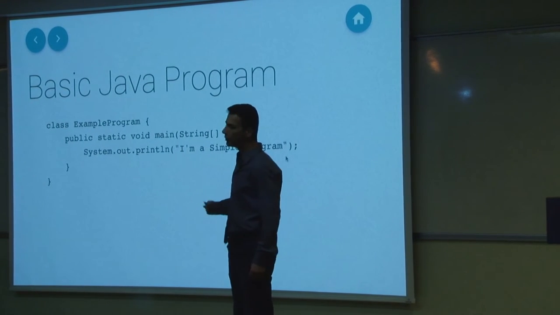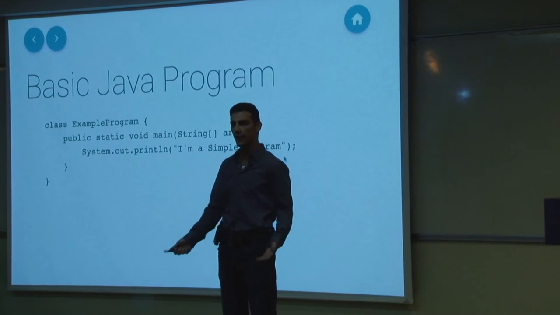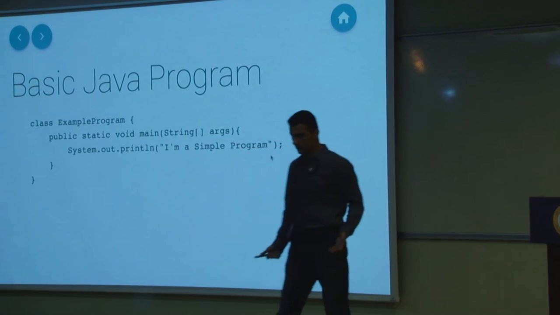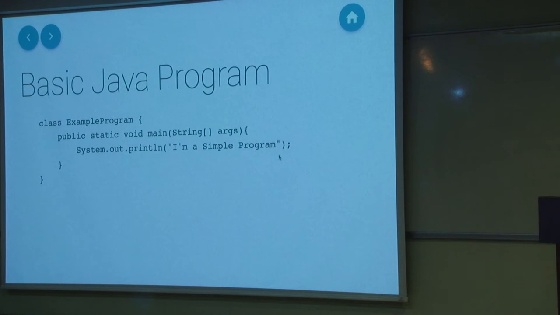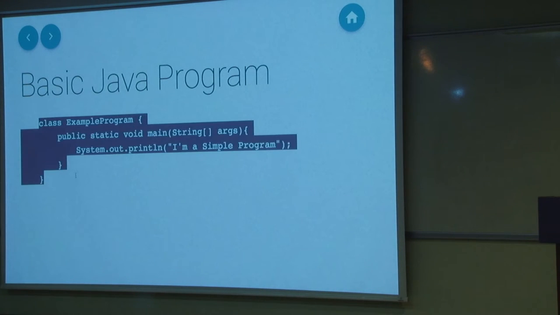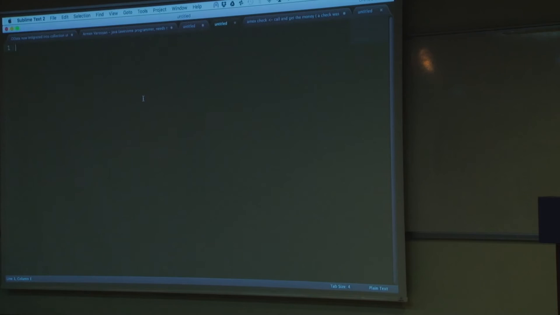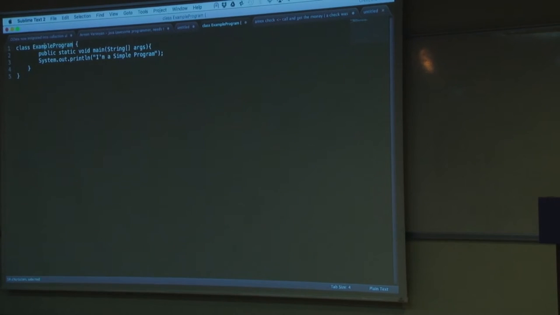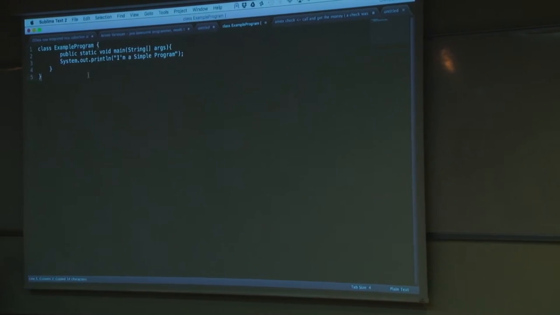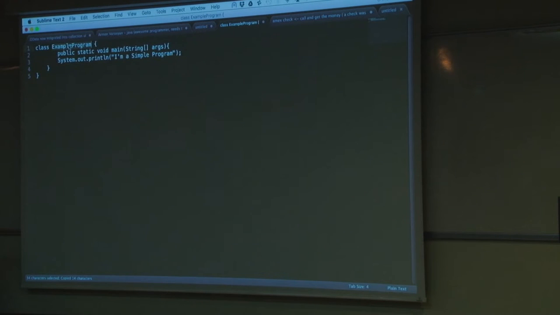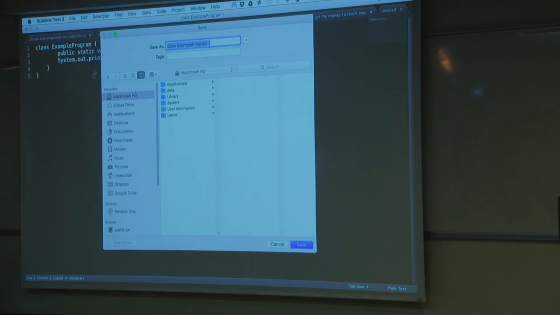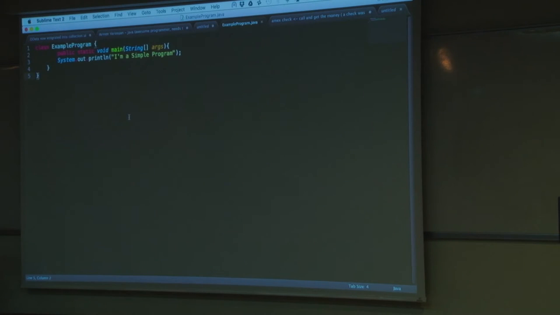Suppose I wanted to run this code on my computer. What do I have to do? Well, assuming that I've installed the JDK, here's what I'll do. I'll copy the code. Okay, copied it. Now let me create a blank file, paste it in. Now you see how it says class example program? I have to make a file with the same name as my class. So I'll save this with .java on my desktop, let's say. Save. Okay, so I've saved it.